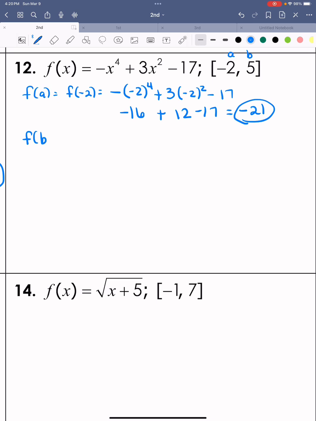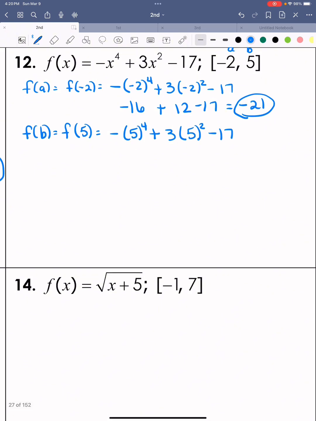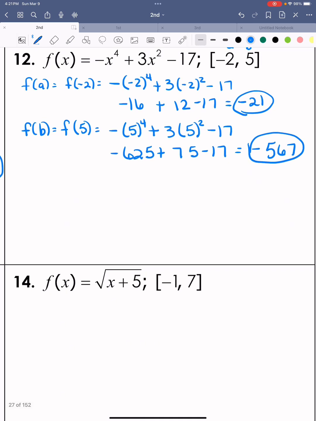Now let's find f of b, which means find f of 5. So when I fill this in, I have negative of 5 to the fourth power plus 3 times 5 to the second power minus 17. Negative 5 to the fourth power is 625, plus 5 squared is 25 times 3 is 75, minus 17. Those all combine to give you negative 567. We're ready to find the slope of the secant.